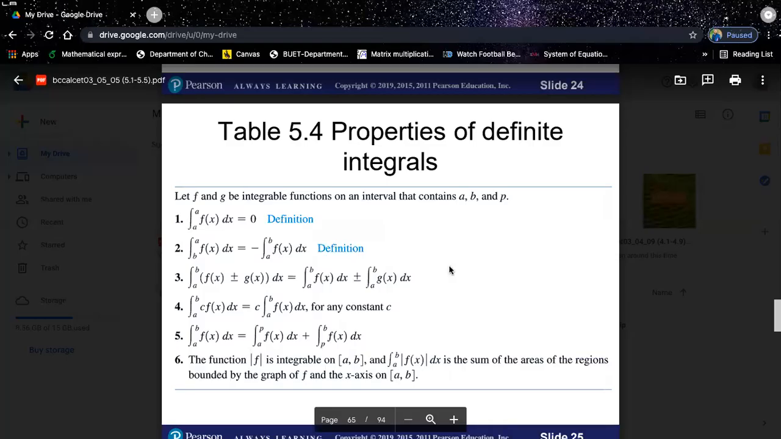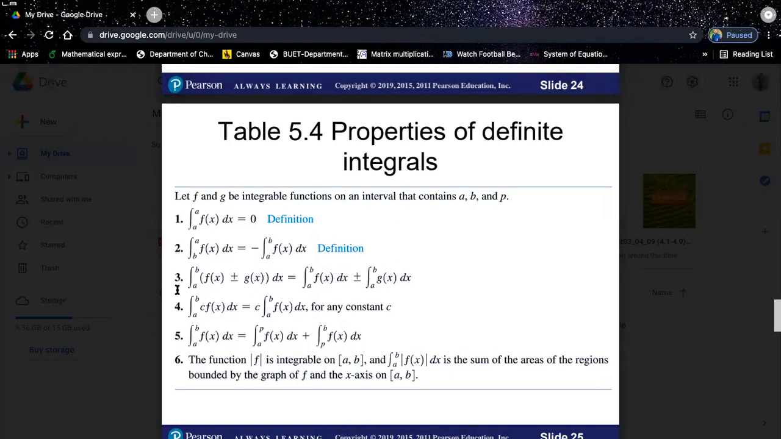So we have already seen 1, 2, and 5. And fortunately, we also know how 3 and 4 work, right? We have seen how 3 and 4 work because for derivatives, we have used these two properties, right? The idea is the same.